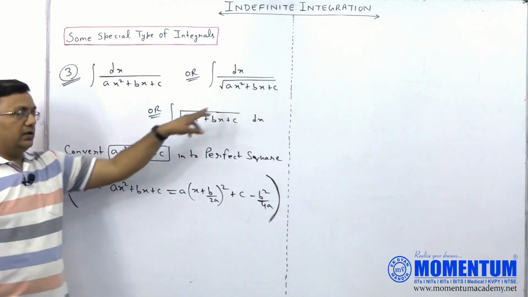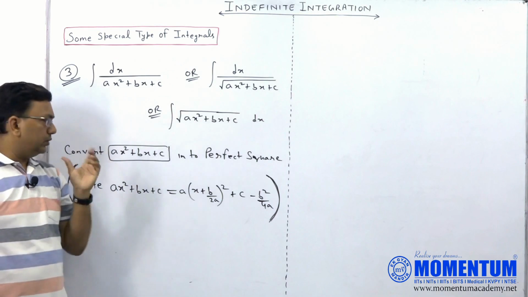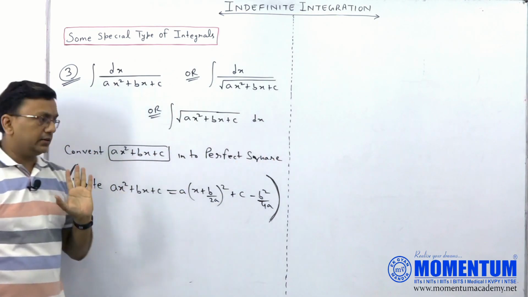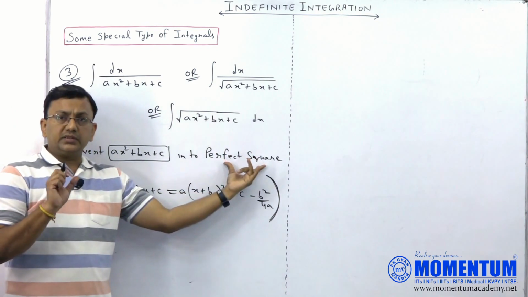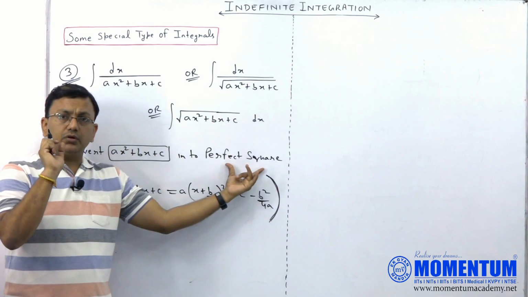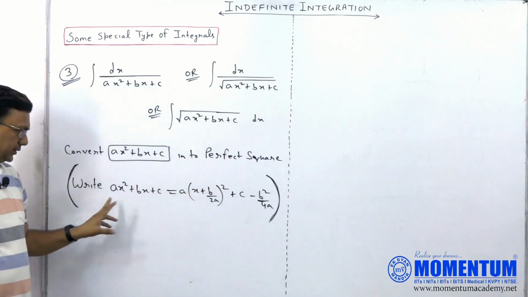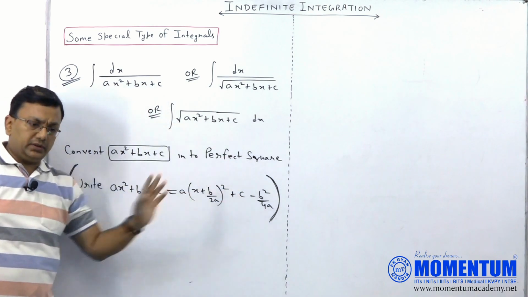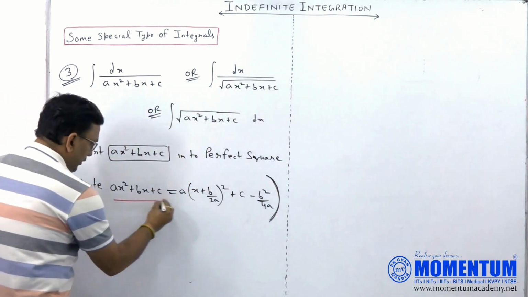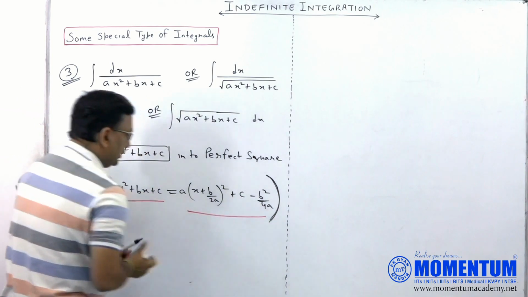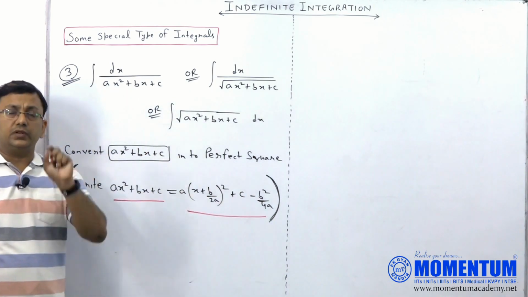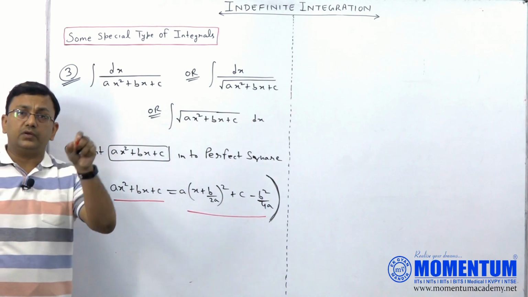To handle these integrals, what to do? Convert quadratic into perfect square. In lower classes, perfect square बनाना सिखाया जाता है. If still you don't know about that, go through this formula. Write your quadratic as a times x plus b by 2a whole square plus c minus b square by 4a. You will get quadratic in terms of perfect square.